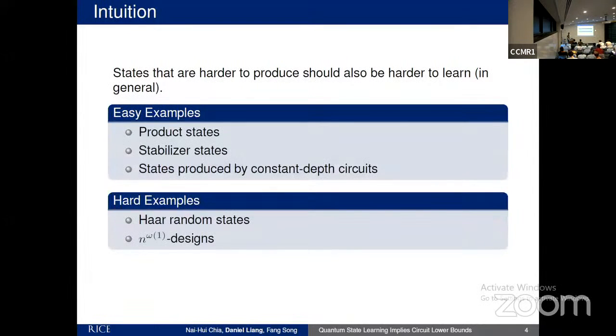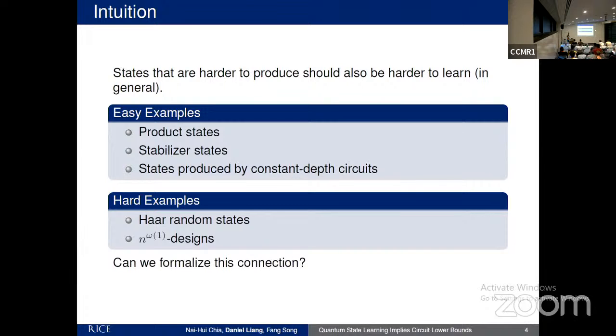So some quantum examples are things like product states, stabilizer states, and now constant depth circuits. These are very, very easy to produce states, and these are the ones that we actually have learning algorithms for. And then some hard examples would be hard random states, like T designs that are super polynomial. These are hard to produce and hard to learn. So, basically, can we formalize this connection?